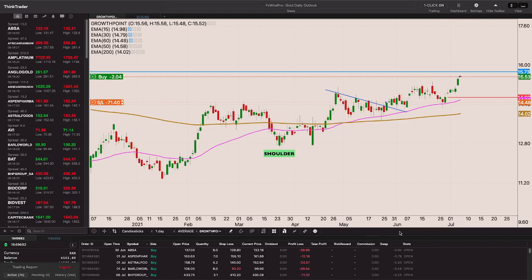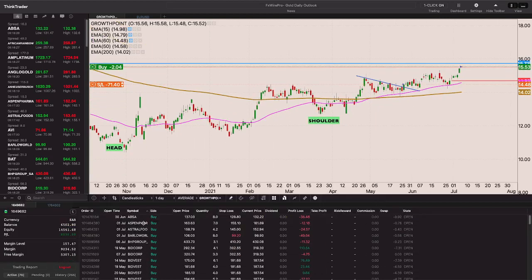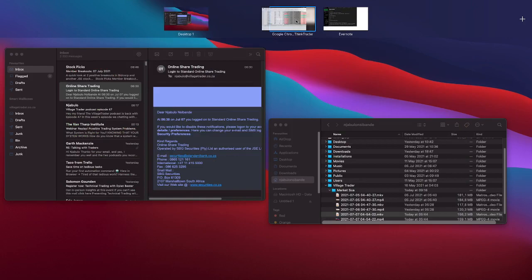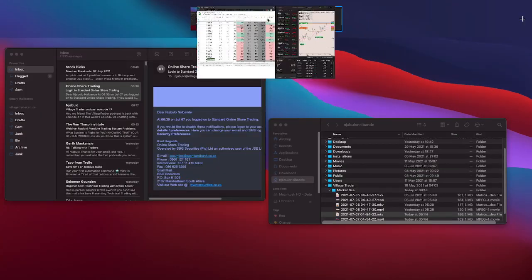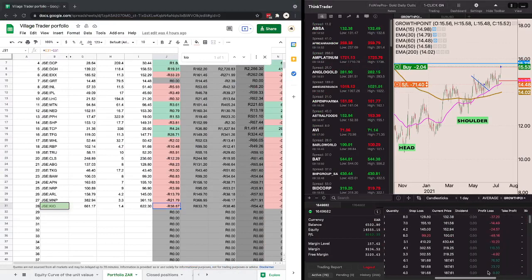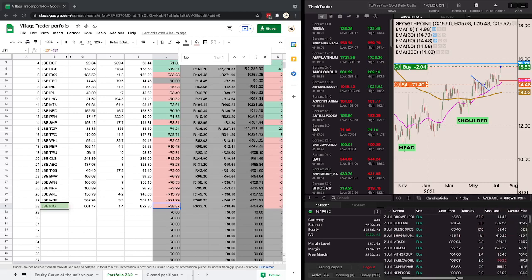So now I just want to update the trading journal. Let me just pull that up to the screen. There you go. I want to sort by open time so that we can get the orders that I just put in here.